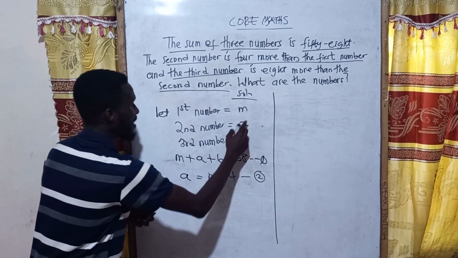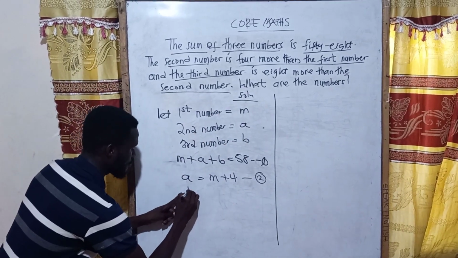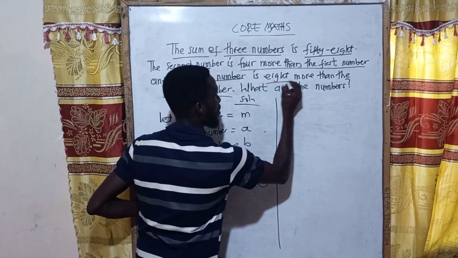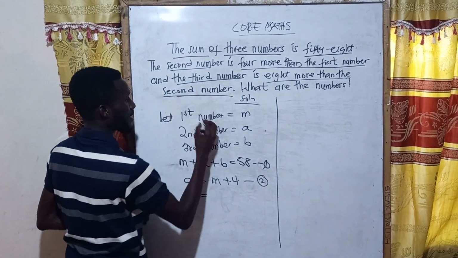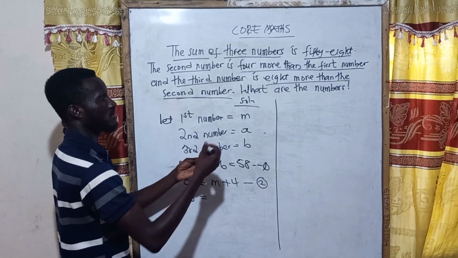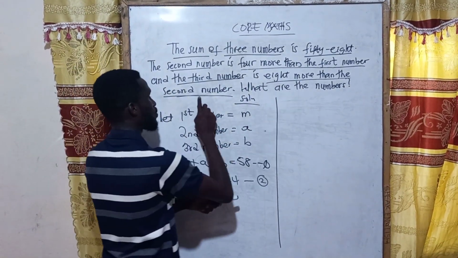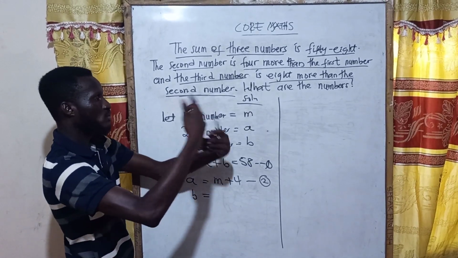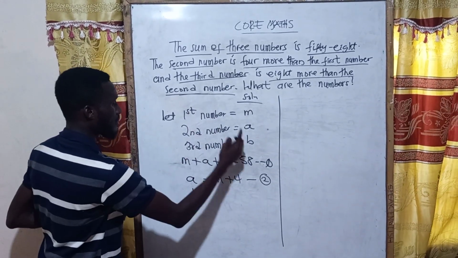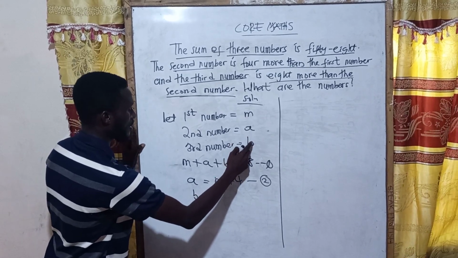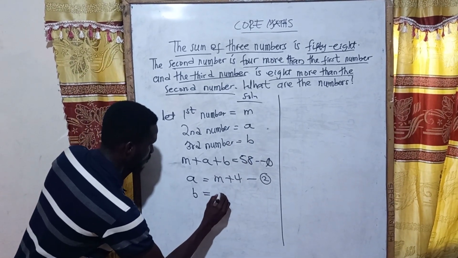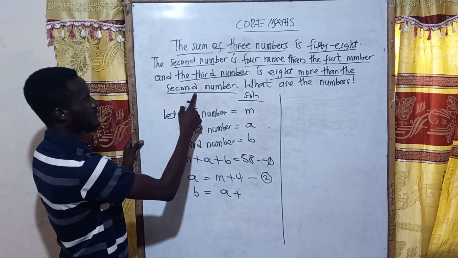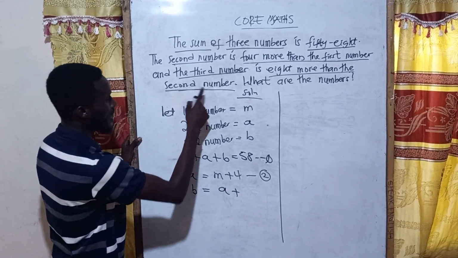So the third number here is b. So which means b is equal to 8 more than the second. So 8 more than means addition. 8 added to the second number. 8 more than the second. It means 8 added to the second number. The second number here is a. So the same as a plus 8.